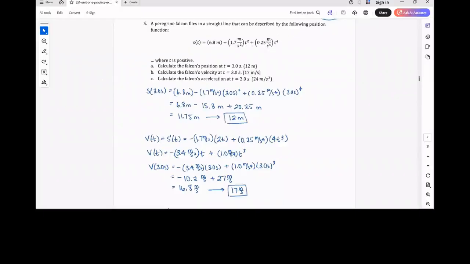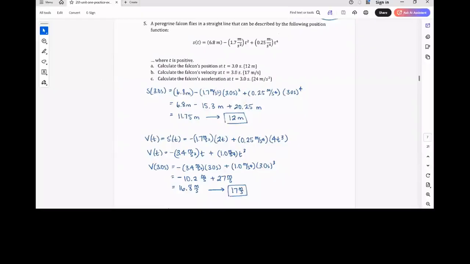But what we find is that when we plug in the times, so 3.0 seconds for each of these examples, that's going to affect the units that are inside of the parentheses for anything that's multiplied by a t. For part A, we're just concerned with the falcon's position. So we don't need to manipulate that function any further. We just need to plug in t is equal to 3.0 seconds.